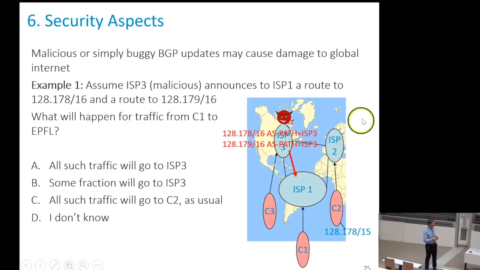If ISP1 is trying to aggregate, if it has a large network, for example, and it cares about having as few prefixes as possible, then it might aggregate these two into one, and then you have two competing routes. If it uses hot potato routing, it's possible that some of the traffic, depending on where C1 is, goes this way. So some fraction might go there.